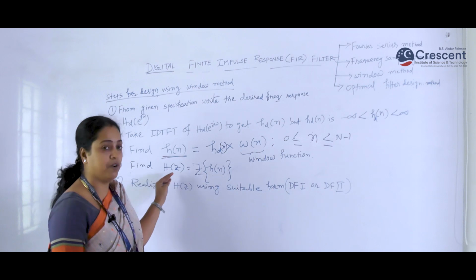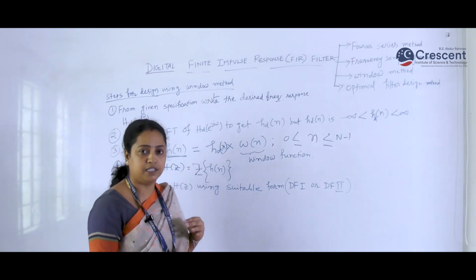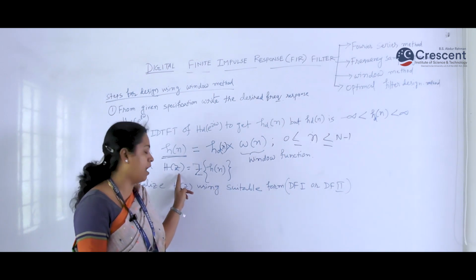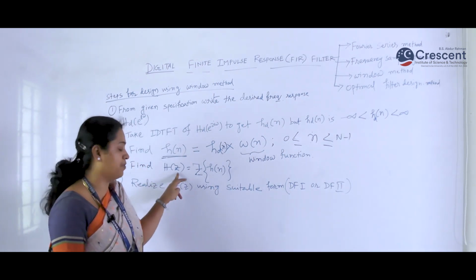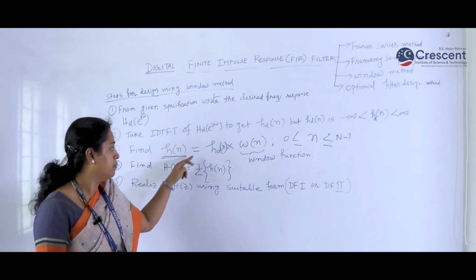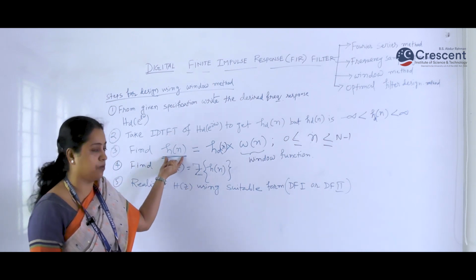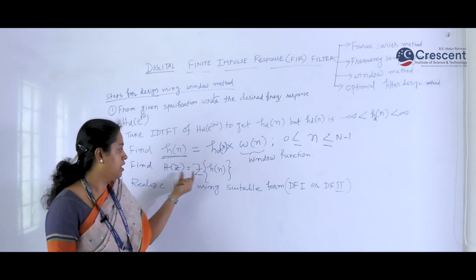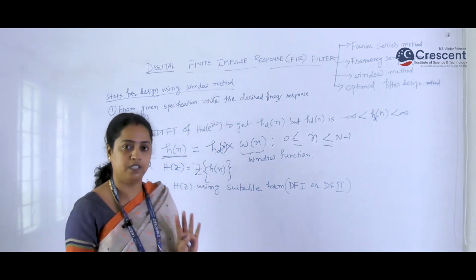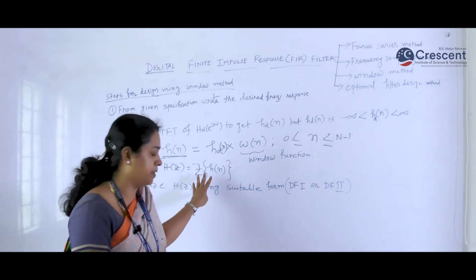So now, what is the next step? We are going to design the digital filter. Whenever we design the digital filter, we have to find out the transfer function of the digital filter, so H(z). How are we able to find it? By taking the z transform of this h[n]. Once you take the z transform, you will get H(z). So once we get H(z), the digital filter design is completed.